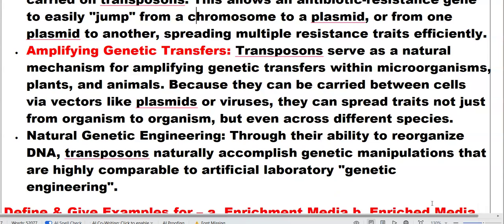Natural genetic engineering. So their ability to reorganize DNA, transposons naturally accomplish genetic manipulation that is highly comparable to artificial laboratory or genetic engineering.